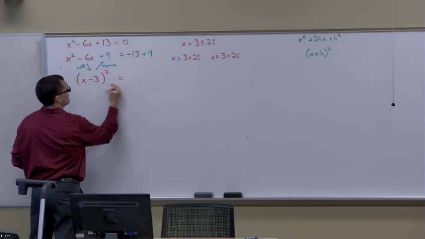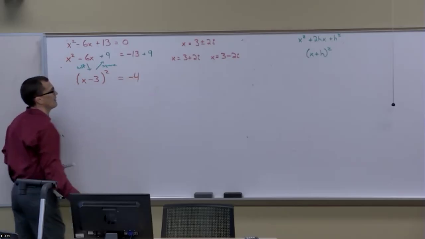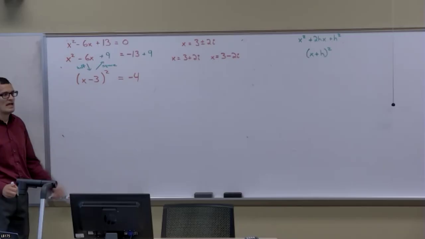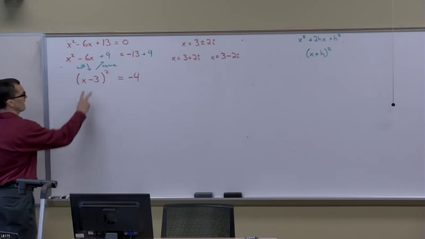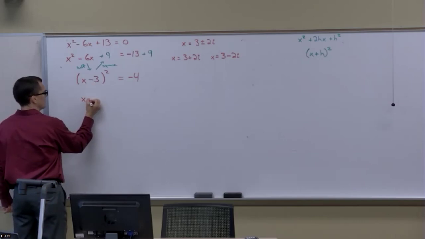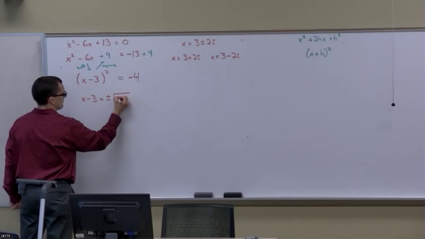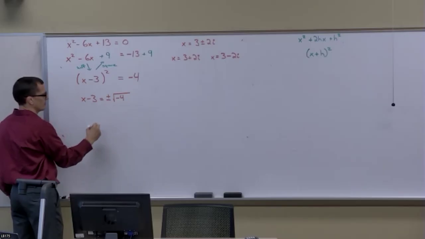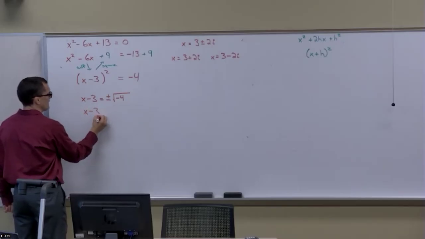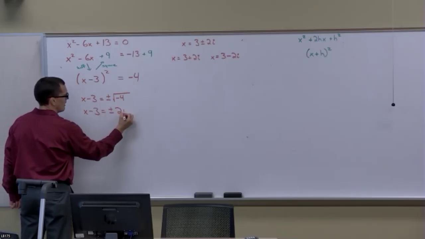That gives me (x minus 3) squared is equal to -4. And this is what we utilize with our square root property. Now I know that this x minus 3 could have been either the positive or the negative square root of -4. Square root of negative is i, square root of 4 is 2. So we get x minus 3 is equal to either the positive or the negative version of 2i.